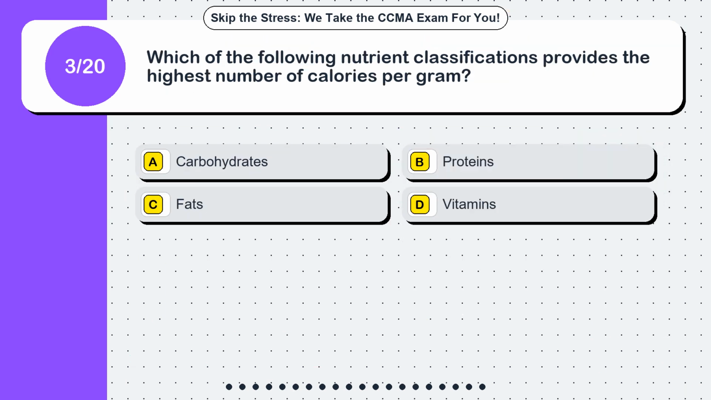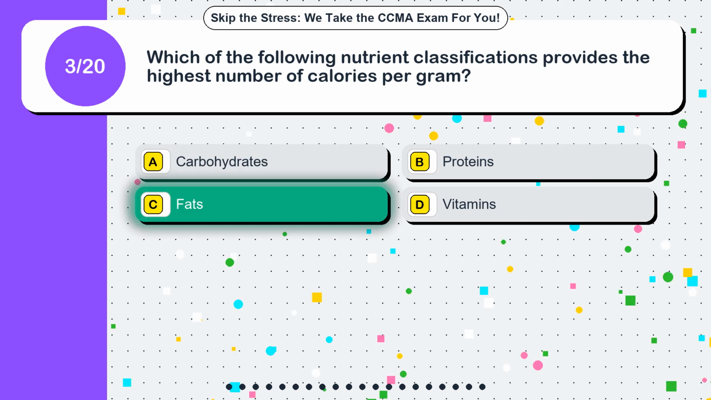Question 3. Which of the following nutrient classifications provides the highest number of calories per gram? Option A, carbohydrates. Option B, proteins. Option C, fats. Option D, vitamins. The correct answer is option C, fats.